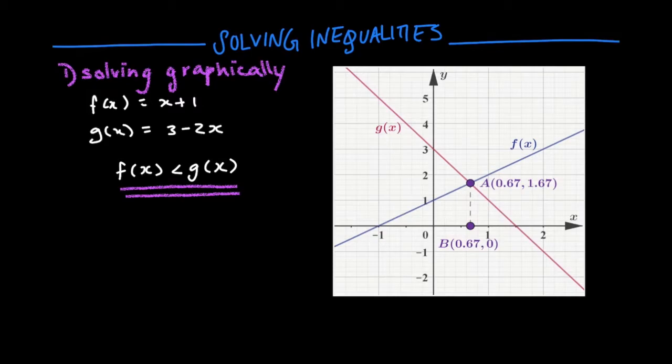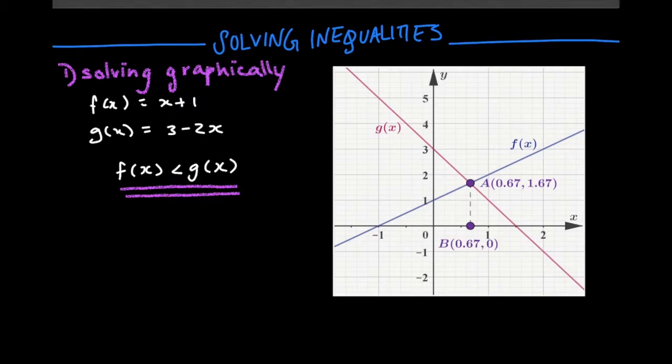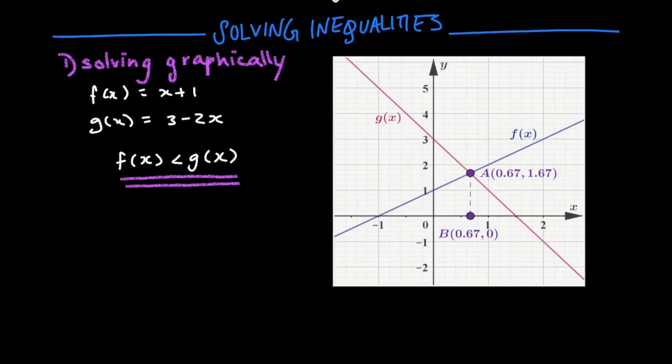And now we can check which side of 0.67 has f of x below g of x. So f of x is the blue function and g of x is the red function. So for what side of 0.67, so either to the left of 0.67 or to the right of 0.67, is the pink function greater than the blue function? And we can see that it's towards the left. Towards the left of 0.67, we have the pink function greater than the blue function. This is a set of values for which g of x is greater than f of x.